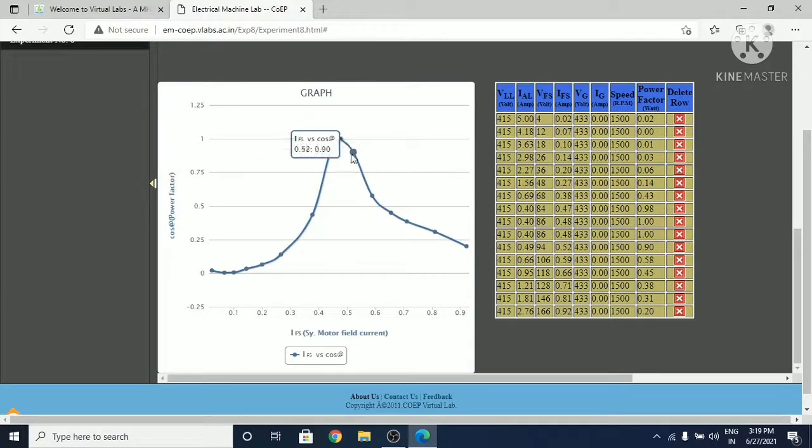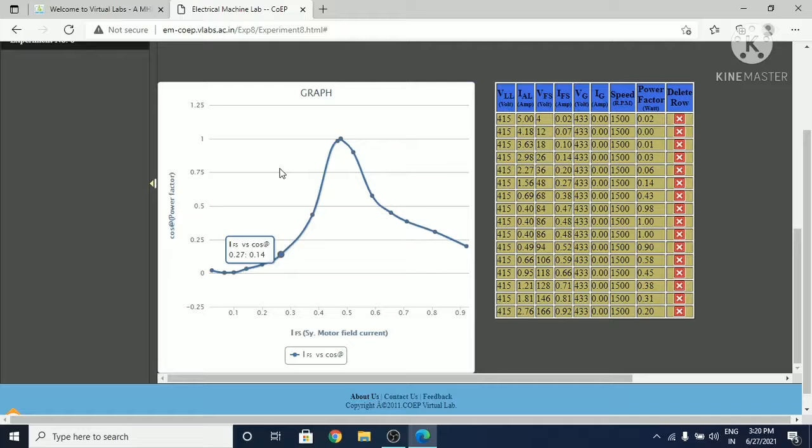Here, at first the power factor is directly proportional to the field current. Whenever we increase the field current, the power factor also increases. But once it reaches the unity power factor, after that value, the power factor is inversely proportional to the field current. From 0 to this peak, the synchronous motor operates under the lagging power factor. Once it reaches the unity power factor, after that the synchronous motor operates under the leading power factor.